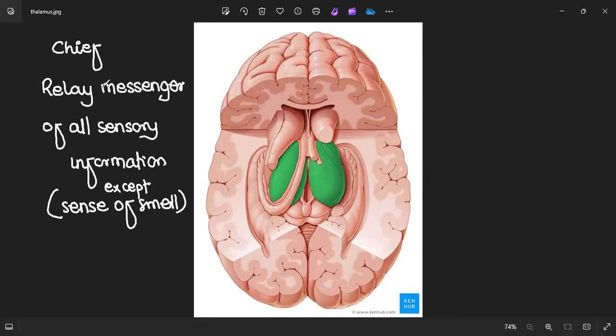Okay. Yes, sir. This is what I mean by he is the chief relay messenger of all sensory information, whatever sensation you are bringing. If you don't go to the thalamus, you can't go to your interpretation center, except maybe for the sense of smell. So it means that the thalamus is made up of nuclei that receive various sensations. So let's look at some of the nuclei, and the sensations they actually receive before they go to the interpretation center. Do you understand my point?